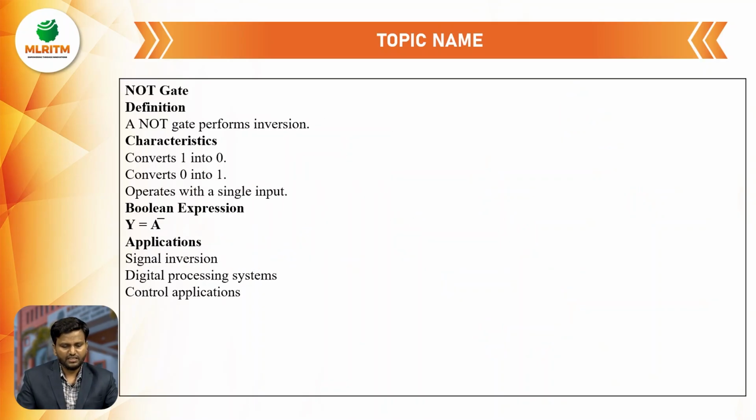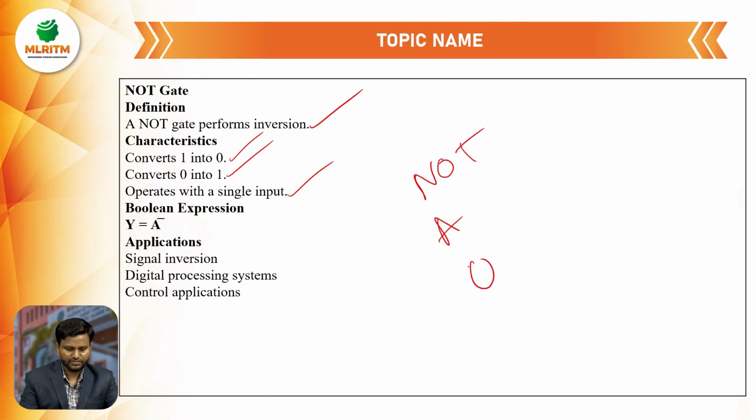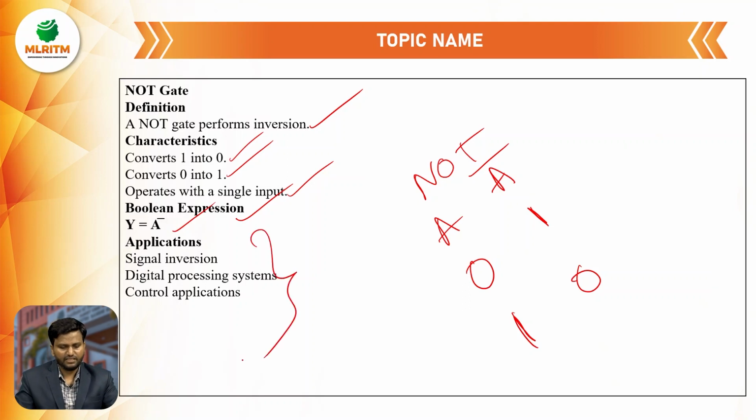And the NOT gate performs inversion. Its characteristic is that it converts 1 into 0 and 0 into 1. It operates with a single input, so only one variable is there, with values 0 and 1. A inverse: 0 gives 1, and 1 gives 0. The Boolean expression is y equals A bar. NOT gate applications are signal inversion, digital processing systems, and control applications.